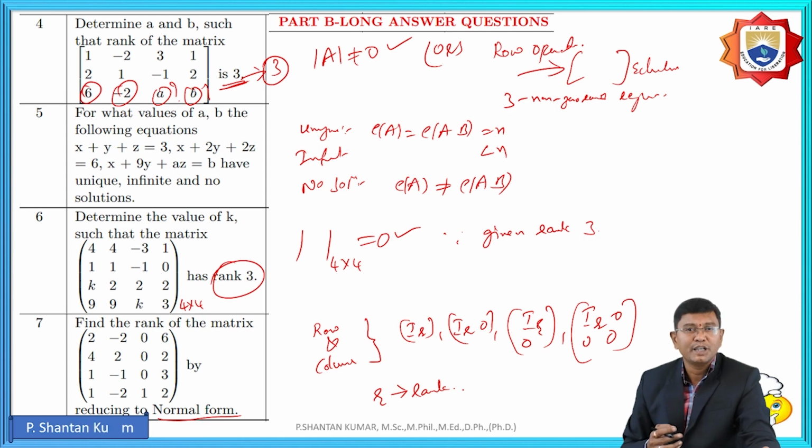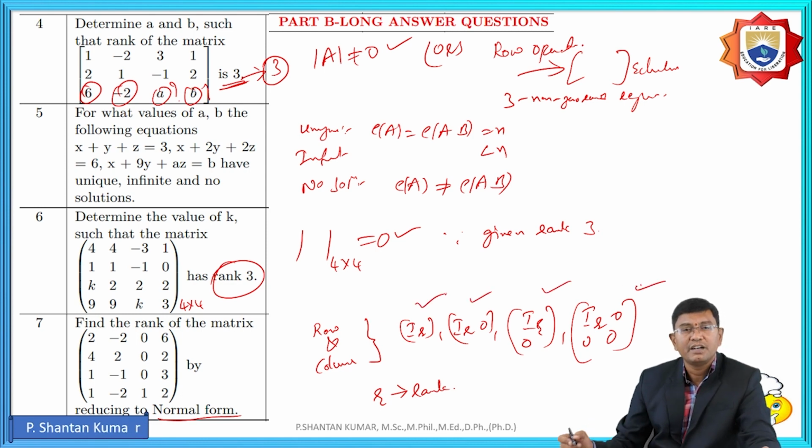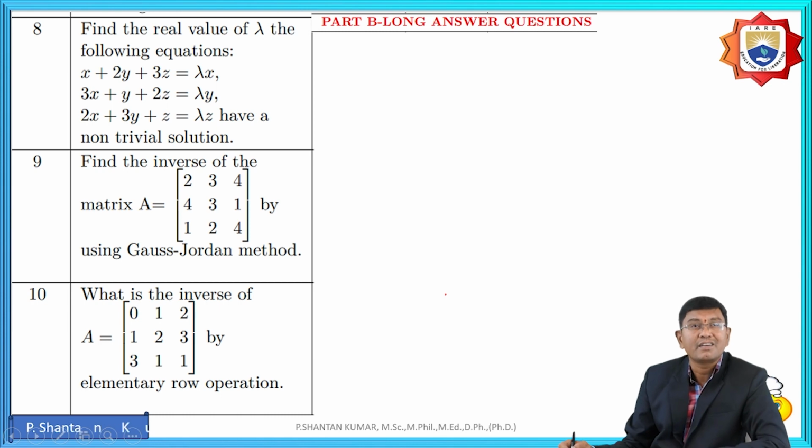I3 means the rank is 3. I2 is nothing but the rank is 2. And any one of the forms we obtain, according to that form we get the solutions. Depending upon that, we need to find the solutions. And further, find the real value of lambda for which the system of equations is non-trivial.